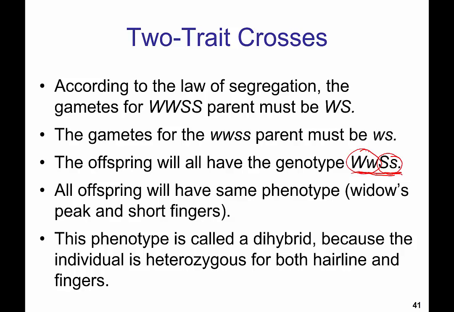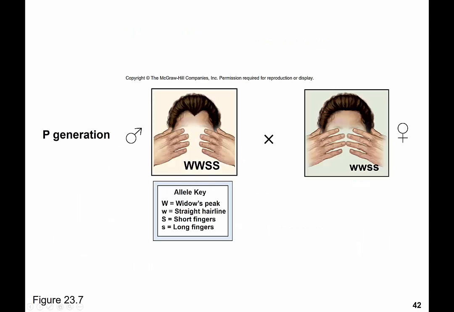This phenotype is called a dihybrid because the individual is heterozygous for both hairline and fingers. So this is representing the parental generation, homozygous dominant for widow's peak here, and short fingers crossed with the homozygous recessive of straight hairline and long fingers.